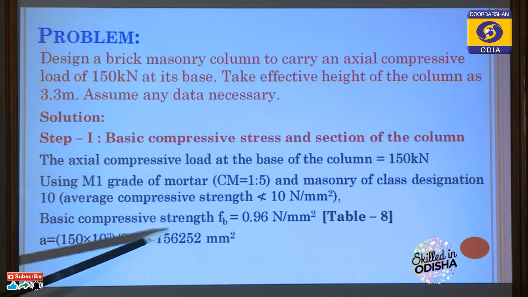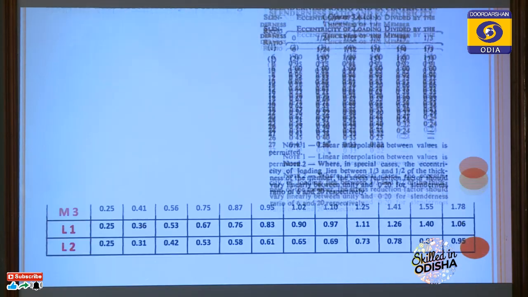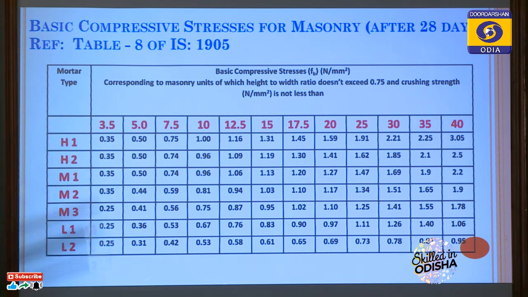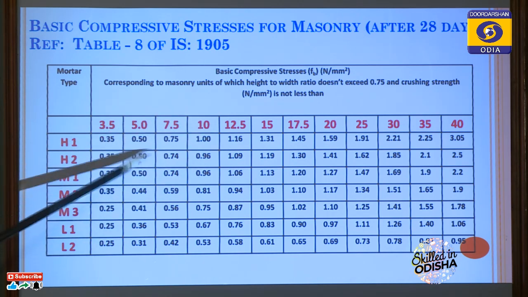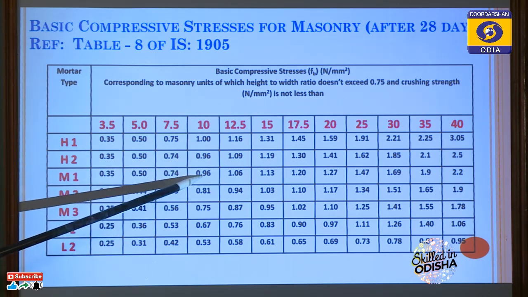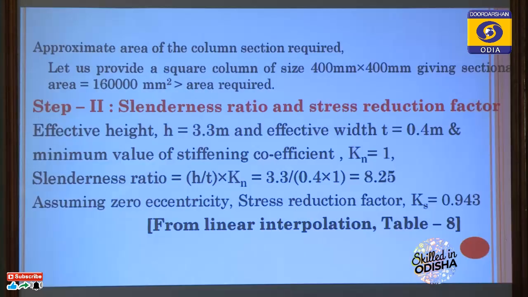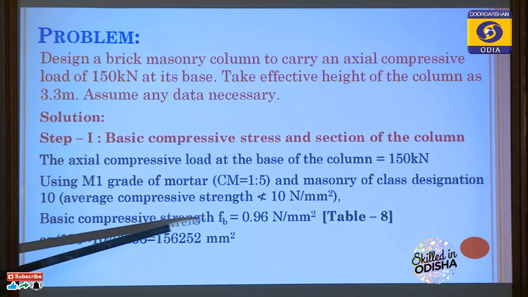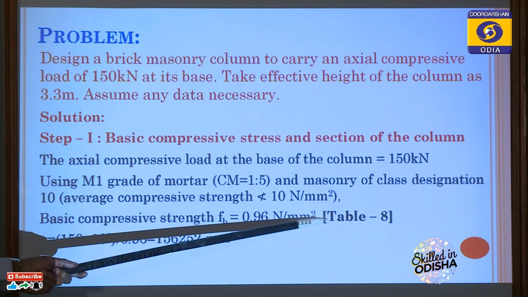So the basic compressive strength fb, from Table 8. See here, from Table 8, we have considered M1 grade mortar, and we have considered the masonry unit crushing strength as 10. So for 10 and M1, the basic compressive strength comes 0.96. That is what has been written there. So the basic compressive strength fb is 0.96 Newton per millimeter square, calculated from Table 8 of the IS code.